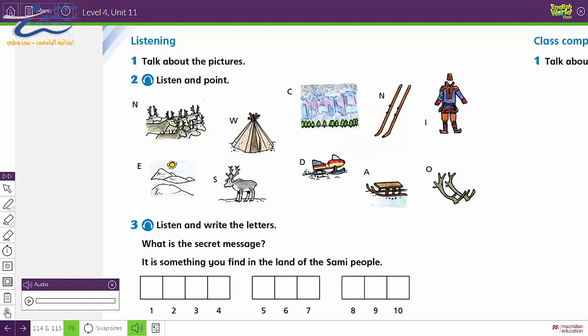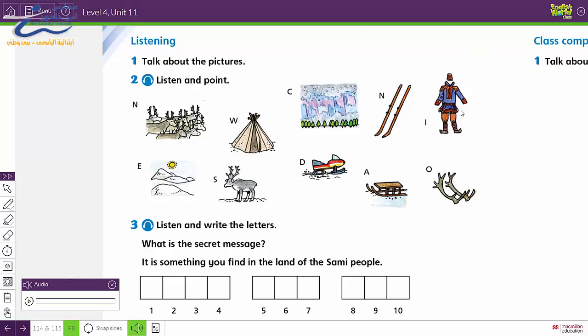Number 8. This is a national costume of the Sami people. It is very colorful. They wear these clothes on special days and they are very proud of the costume. Of course, this one.